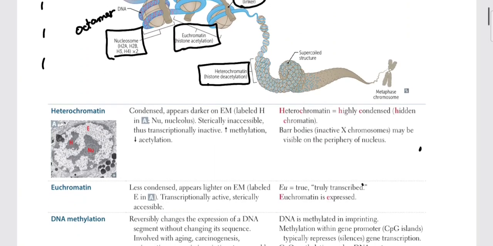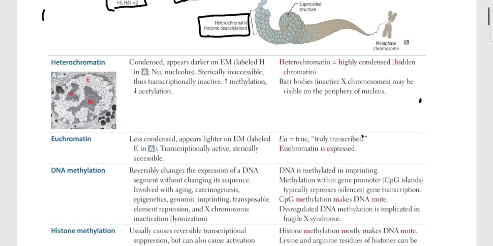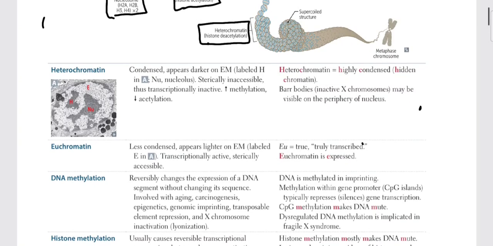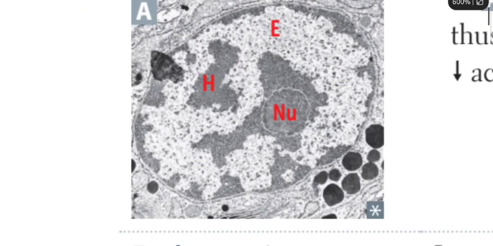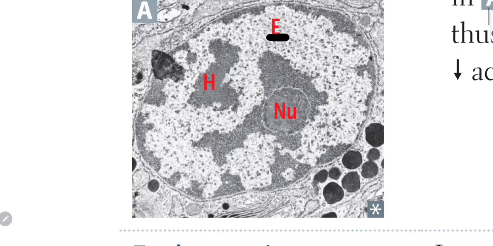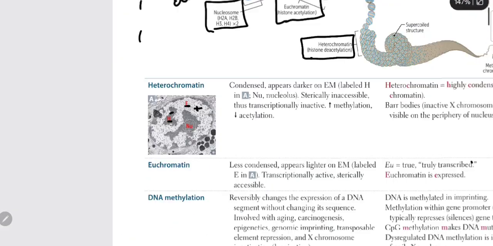Besides that, we have already discussed heterochromatin and euchromatin a little bit, though just to revise that, we can see the lighter areas which are euchromatin and the darker areas which are heterochromatin. The lighter areas are transcriptionally active, whereas the darker areas are transcriptionally inaccessible and inactive.